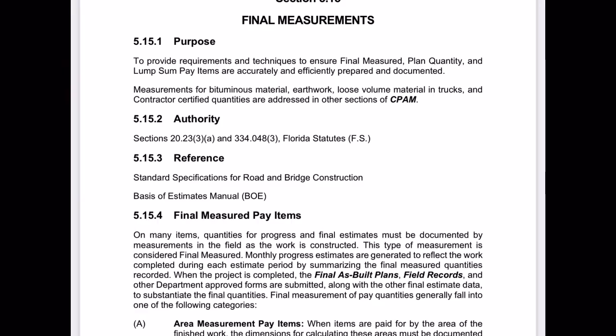First and foremost, one of the ones that we have a lot of issues and challenges with are final measurements. Used to be included as part of what was the prep and doc manual for us old folks, and it got moved into CPAM, and we're going to break it down into individual topics within the series. For this one, we're going to start with plan quantity items and understanding plan quantity concept.